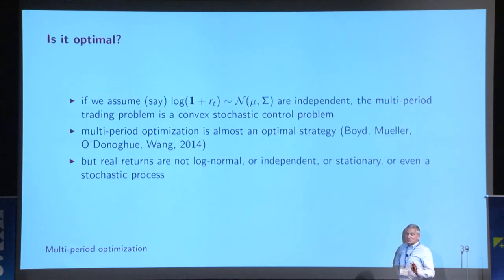So I want to finish with one last thing. The question is, is it optimal? That's a weird question, right? First of all, we'd have to make the religious assumption that the returns are log normal and independent, and stationary or whatever, both of which are false, but let's suppose that were the case. Supposing you actually assumed that, then it's a convex stochastic control problem.